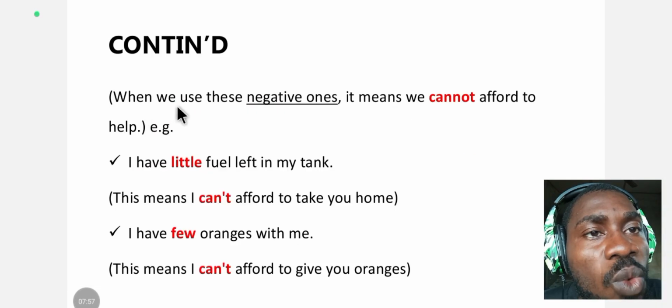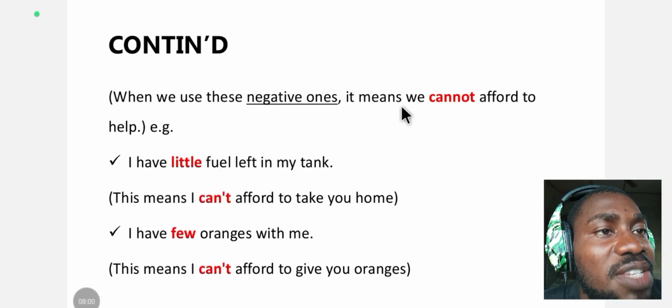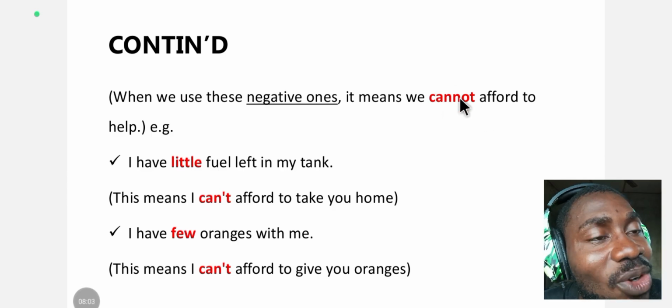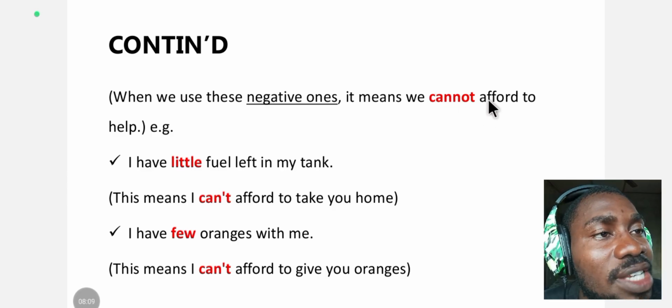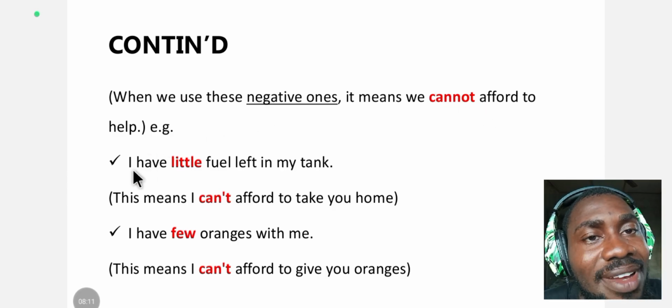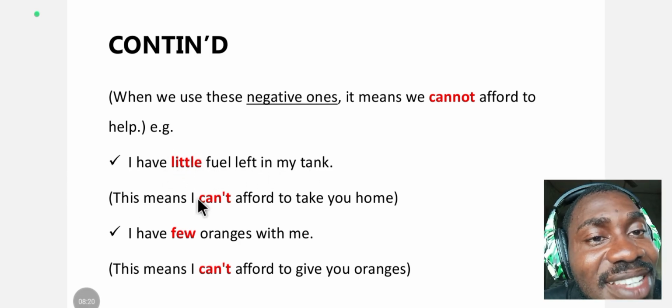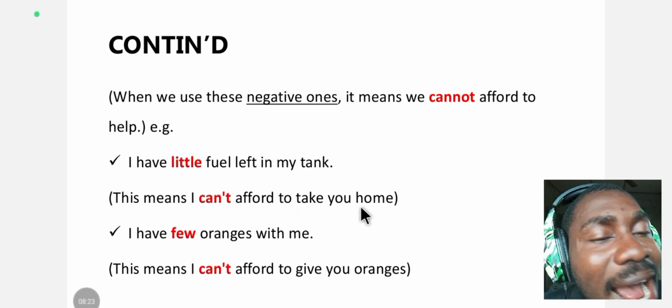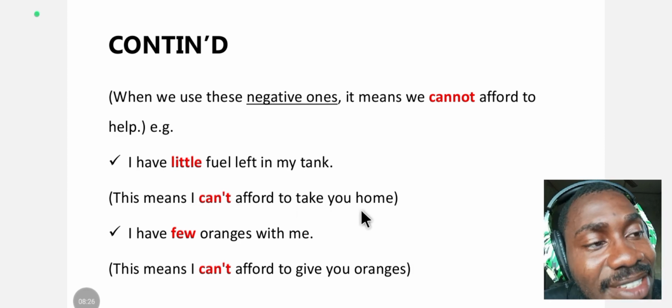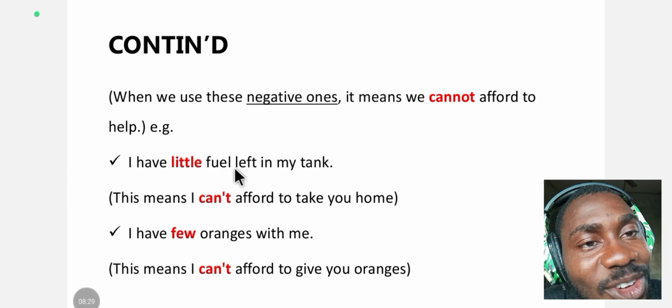Moving on. When we use the negative forms, it means we cannot, you can see color coded with red, cannot afford to help. For example, I have little fuel left in my tank. This little here is telling us that this person can't help. This means that I can't afford to take you home. I can't help. I can't lend you an assisting hand. I can't lift you with my car because I have little fuel left.